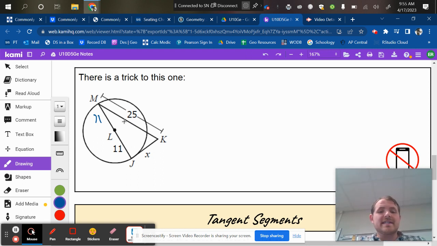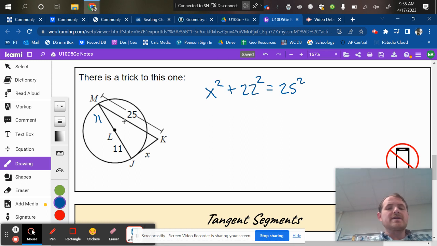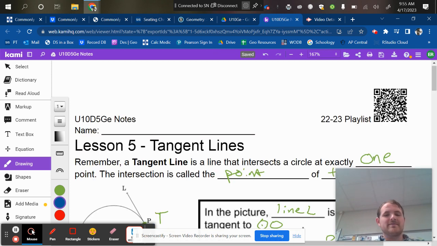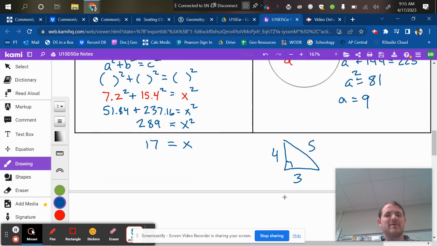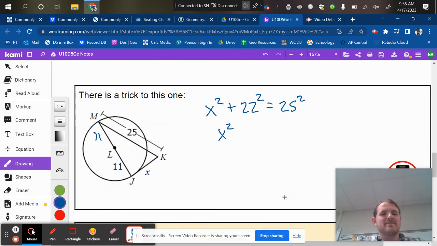So this gives us x squared plus our 22 squared, which is 25 squared. Okay, kind of a tricky one. Hopefully you're seeing it and you're doing okay. So we've got x squared plus 22 squared is 25 squared, which is 625. And 22 squared is bigger than 144, bigger than 244, 484.